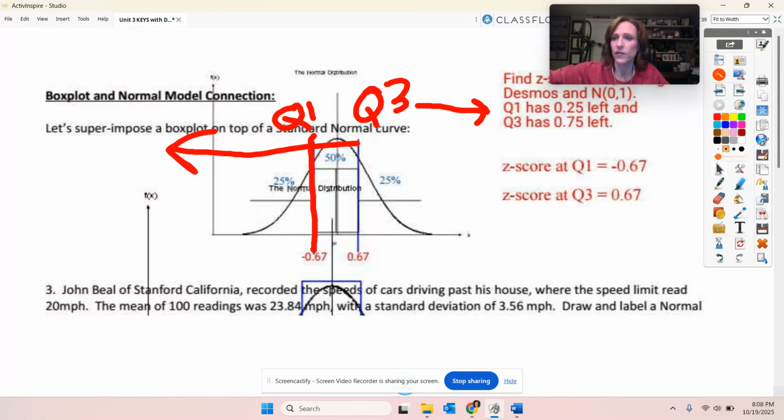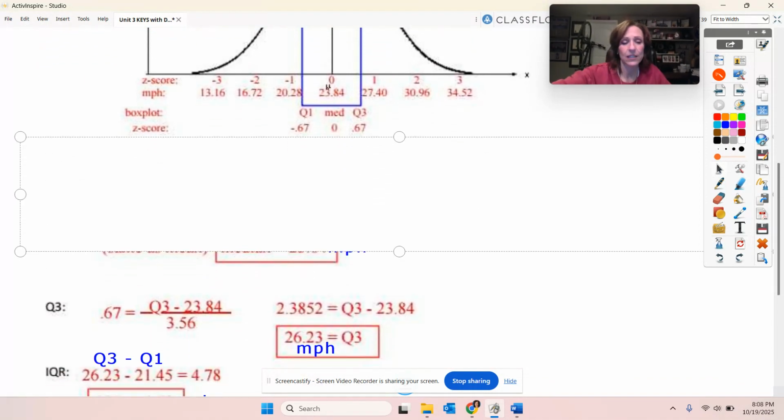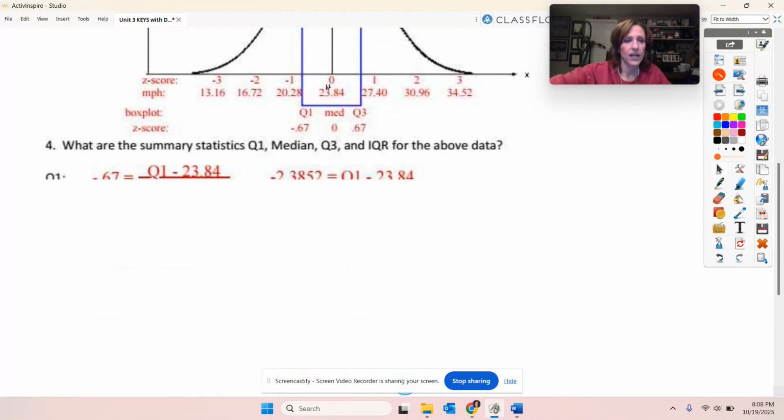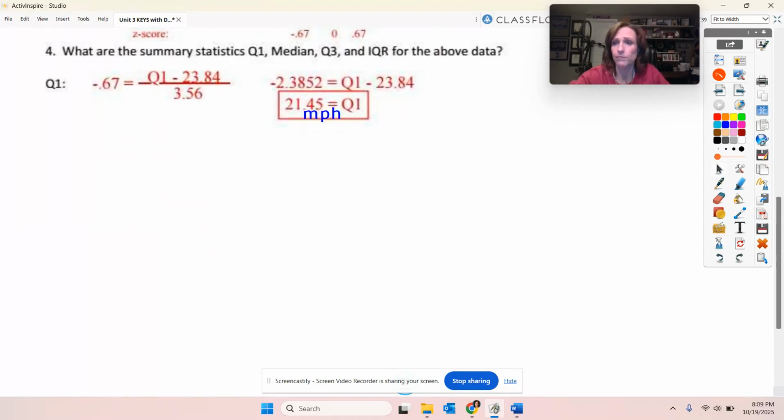All right, so we've got the Q1 that we want to find first. You do not have to do a picture that is that detailed, okay? So we've got Q1. So here's what's happening. I have a z-score of negative 0.67. I am finding the context value of Q1. So I put a Q1 in place of X, minus the mean over the standard deviation. Now you do algebra to solve for that Q1, okay? And when you do, you get 21.45 miles per hour.